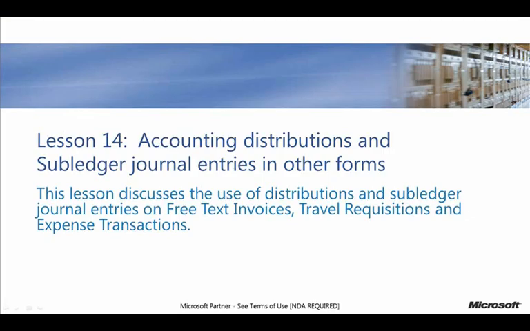Lesson 14 provides a brief overview on how accounting distributions and Subledger journal entries will appear when used on other forms such as free text invoices, travel requisitions, and expense transactions.